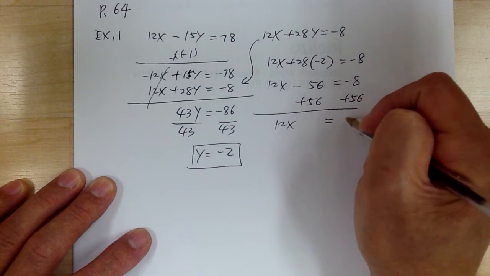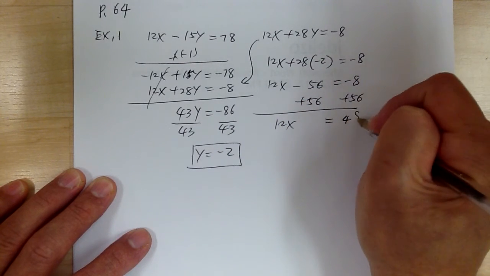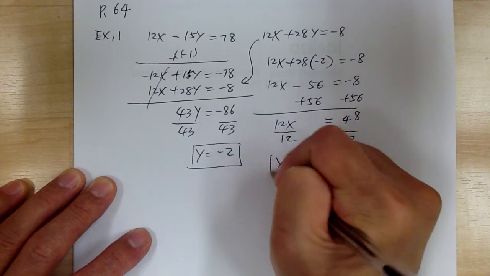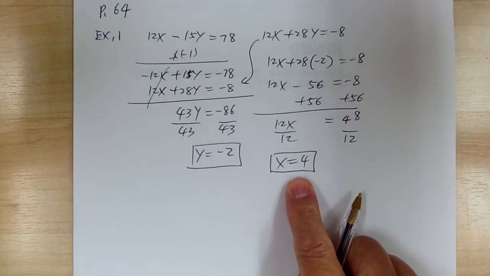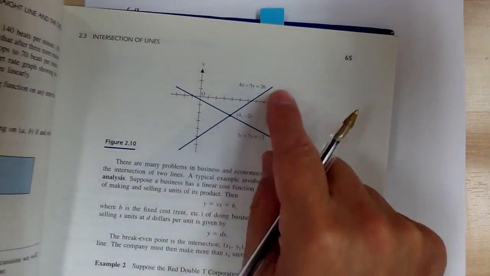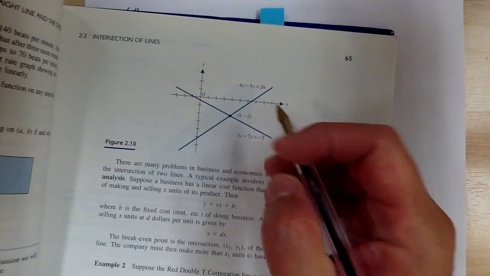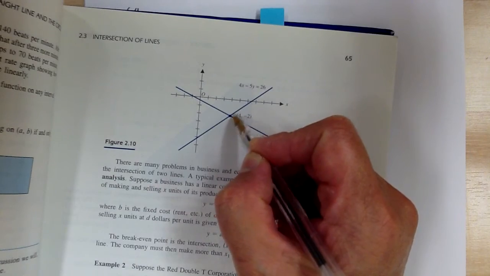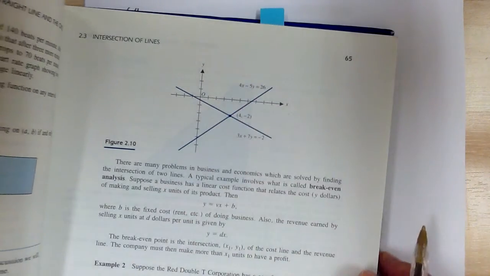12x is equal to 48, divided by 12, divided by 12. So x equal to 4, and that's it. So that's the point of intersection. Now, we're not going to do this, but if you were to graph these two equations, the point of intersection is a point that's on both lines. And that means it's a solution to the two equations.